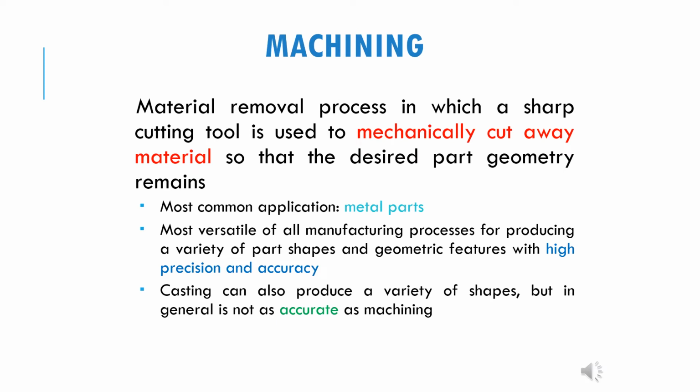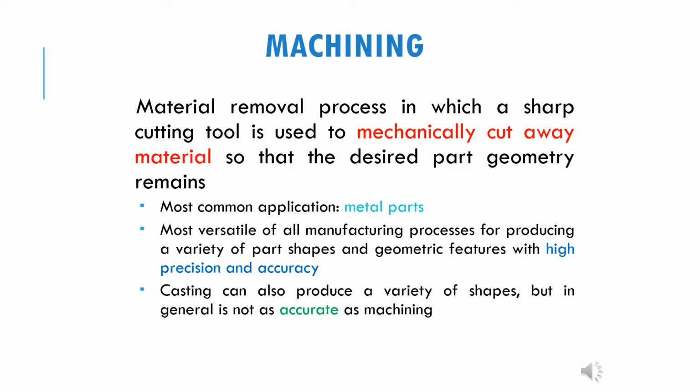So what is machining? Machining is basically a material removal process where a sharp tool is used to mechanically cut away the material so that we will get the desired part geometry. The most common application is on metal parts, and this process is the most versatile among all the manufacturing processes because you can get a variety of shapes and geometries, and also you will be able to get high precision and accuracy in dimensions.